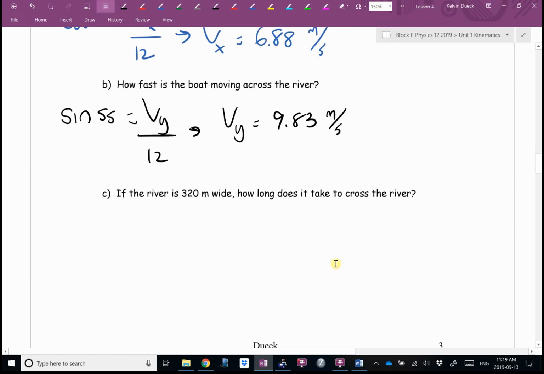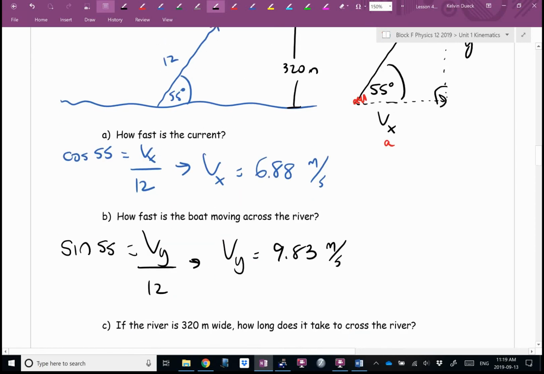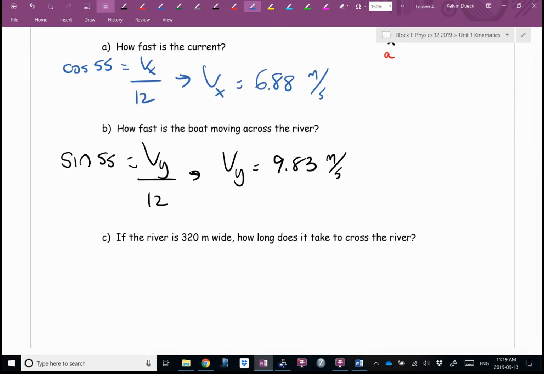If the river is 320 meters wide, where's that 320 meters going to go? Here, or on the other side? But I'm telling you, it's a vertical distance in this question. So I'm going to say to myself, they want me to find time. They gave me a vertical distance. A is 0. So we're also going to use a vertical velocity.